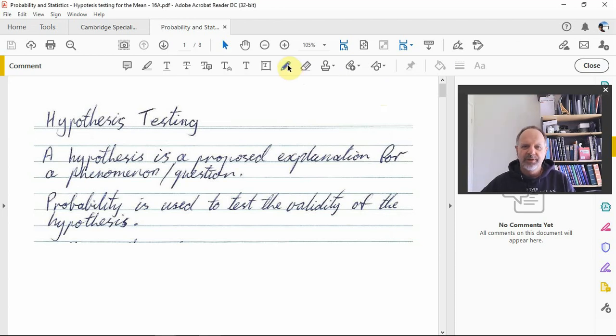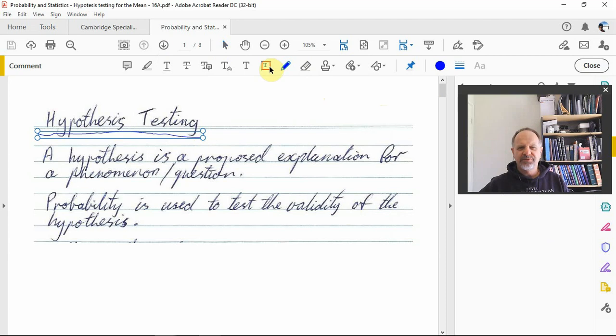All right, so we are now on to the last section of this probability and statistics, and that is hypothesis testing. So we can use probability to test our hypothesis. A hypothesis is a proposed explanation for a phenomenon or a question, and then we use probability to decide whether or not the hypothesis is valid or not.